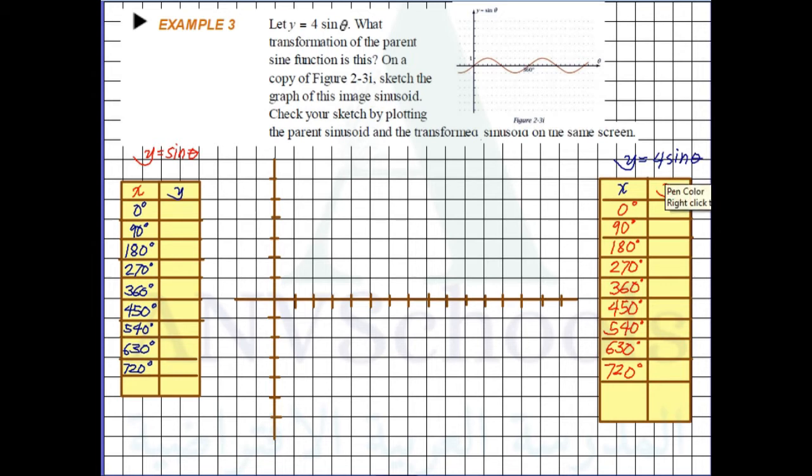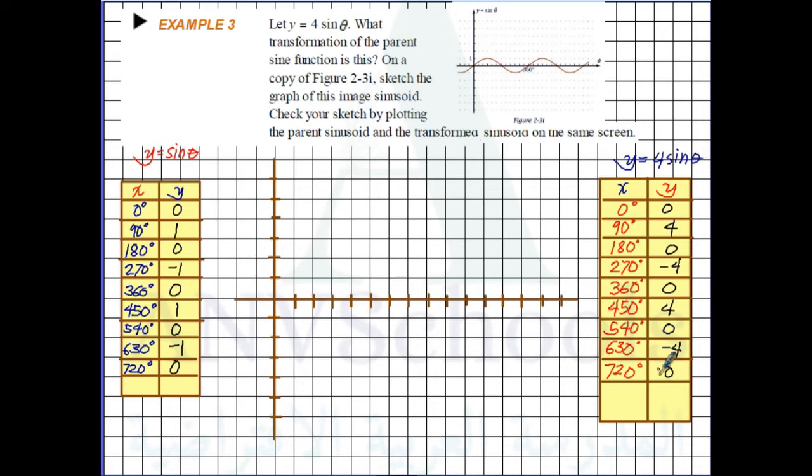So if my x is 0 here, then that would be 0. And this is also 0. If 90, this is 1, and this is 4. If 180, this would be 0, 0. 270, this would be negative 1, and this is negative 4. Then 0, 0, 1, 4, 0, 0, negative 1, negative 4, 0, 0.